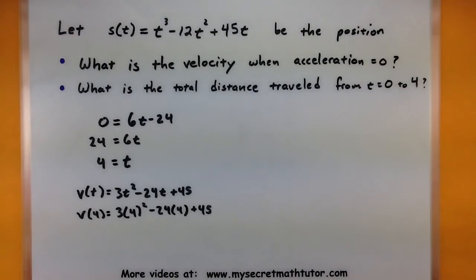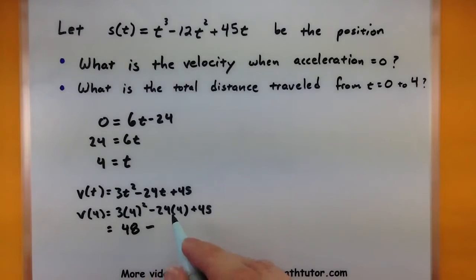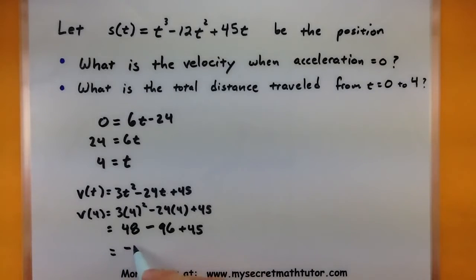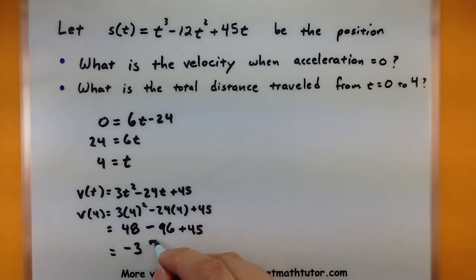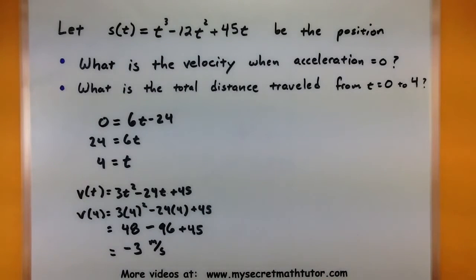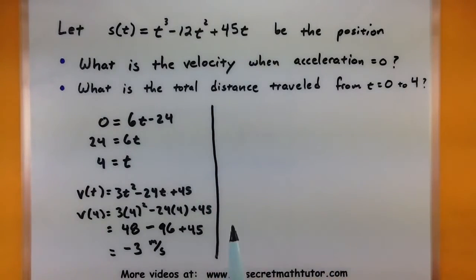All right, so a little bit of simplifying to do with this one, not too bad. I have 3 times 16 right here. That's 48. Minus 24 times 4 is 96. And plus 45. So combining all of these numbers together, I get negative 3. And this number here is our velocity. Let's label it in meters per second. So what is the velocity when acceleration equals 0? Negative 3 meters per second. All right. Kind of tricky, had to pick that one apart. Let's do one last one.